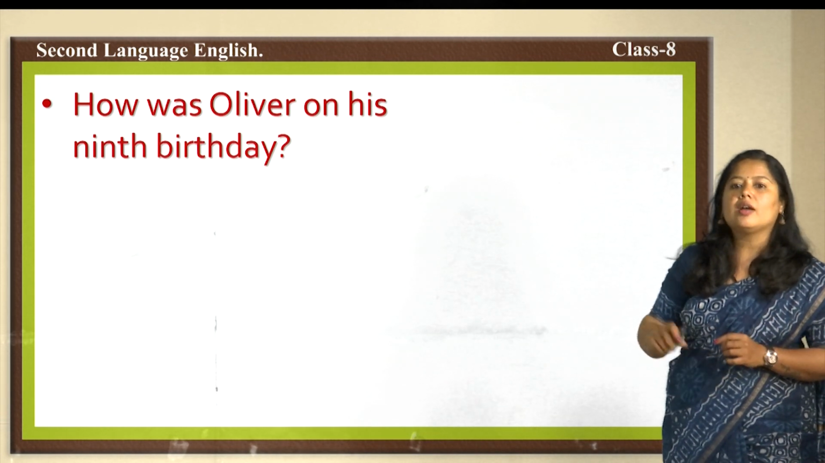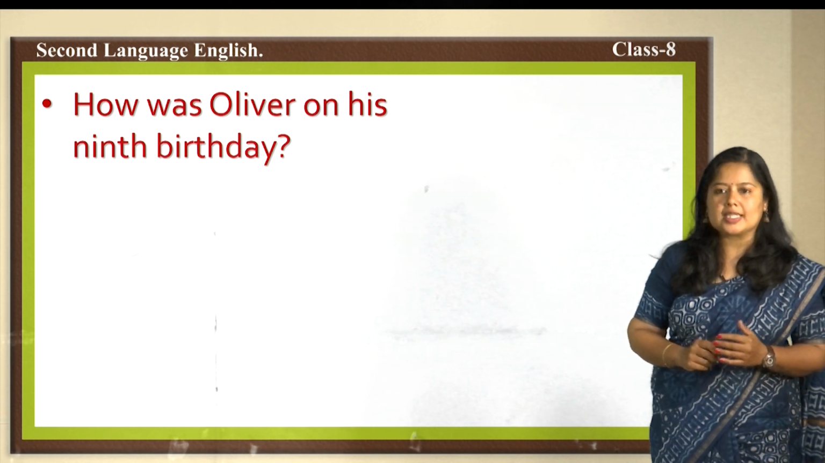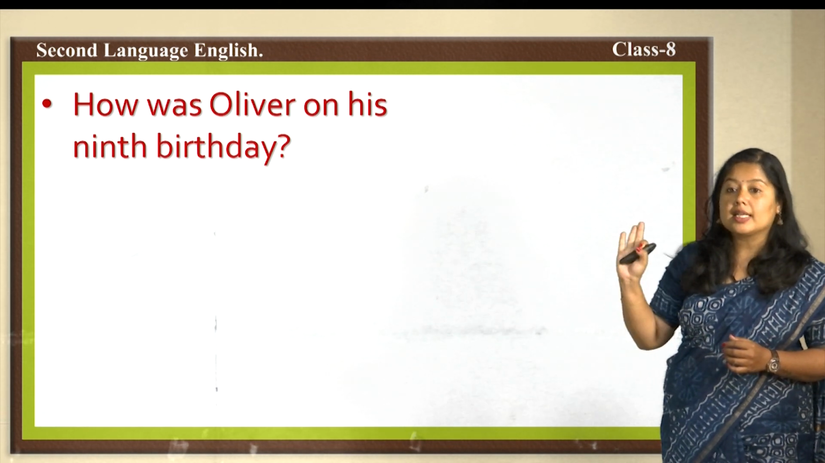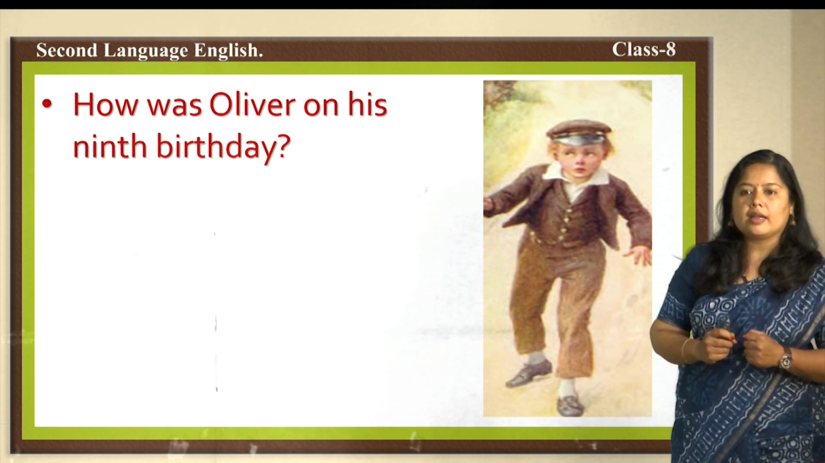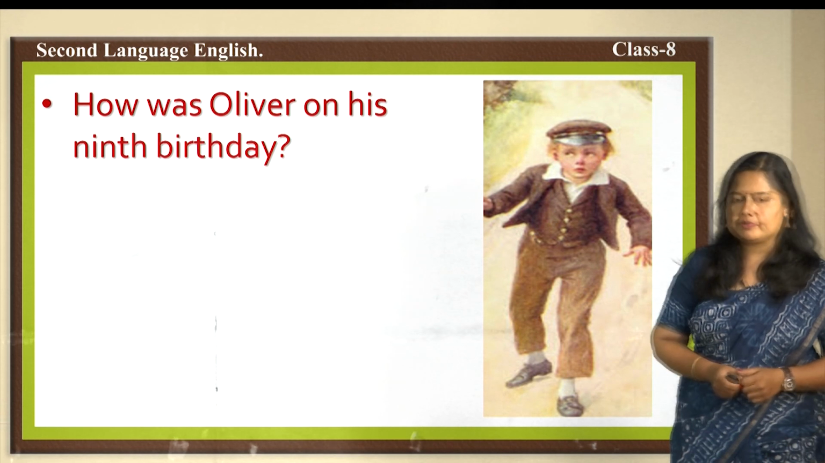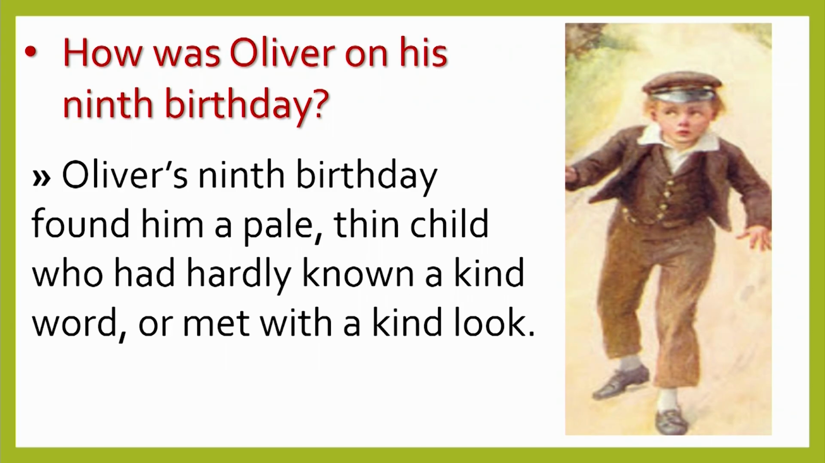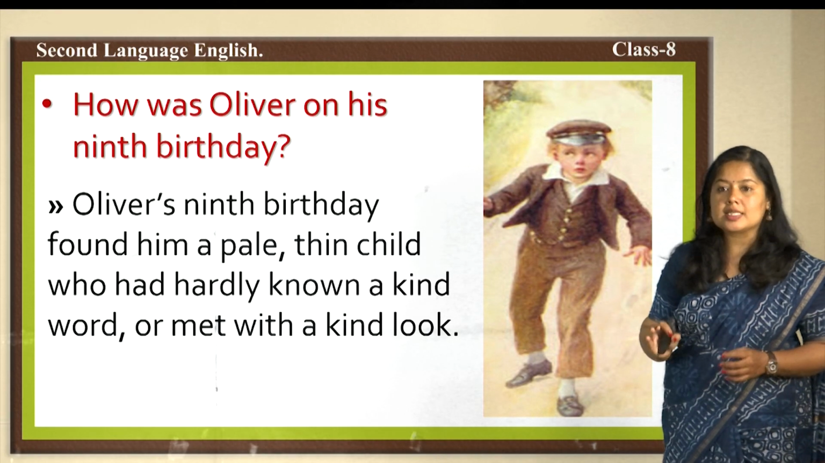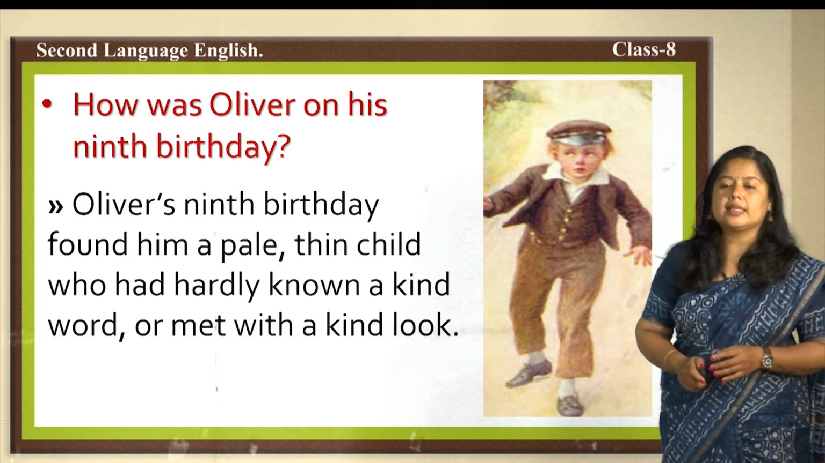How was Oliver on his 9th birthday? Just a few seconds ago we discussed how Oliver was on his 9th birthday when he was 9 years old. Was he very plump and healthy and good looking? No, he wasn't. So, your answer is Oliver's 9th birthday found him a pale, thin child who had hardly known a kind word or met with a kind look. He never experienced love and care in his life. He faced many difficulties as a kid.